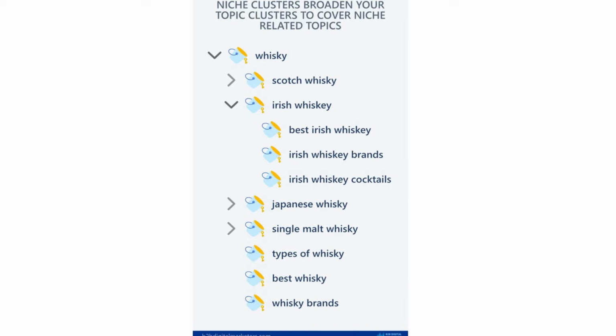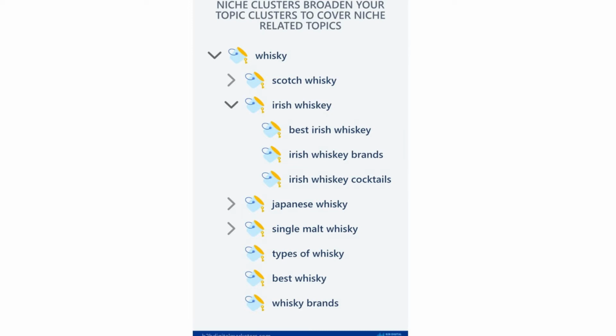So, based on the previous example of the topic Irish whiskey, the niche topic would be whiskey. And to create your niche cluster, you would find as many topics related to whiskey like Japanese whiskey, Scotch whiskey, Irish whiskey, and etc. Then again, you would create your topic clusters from all these main topics.